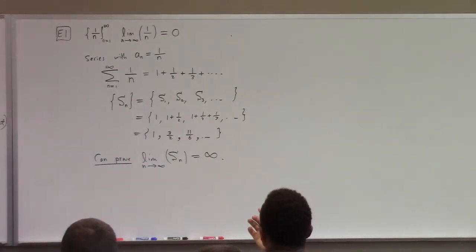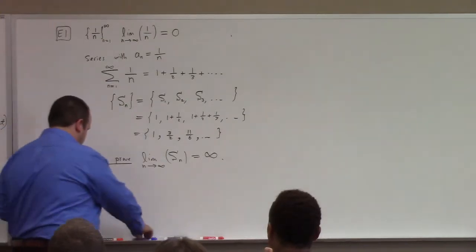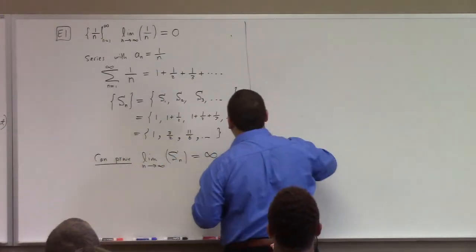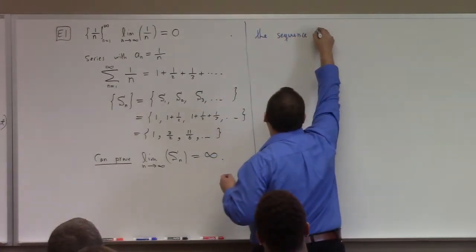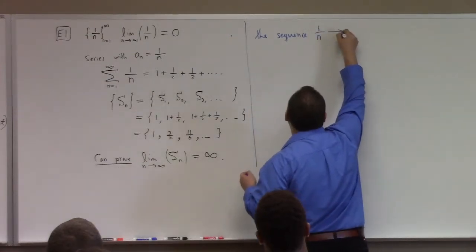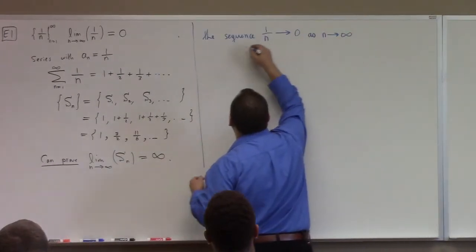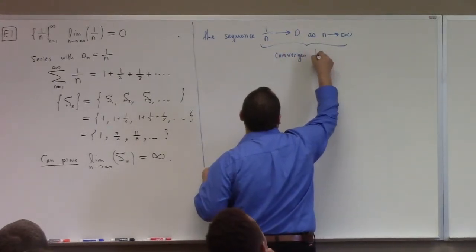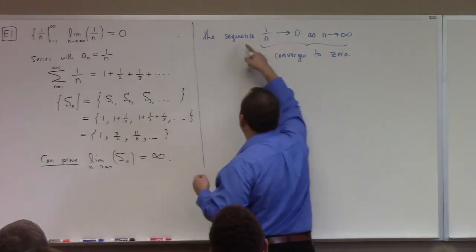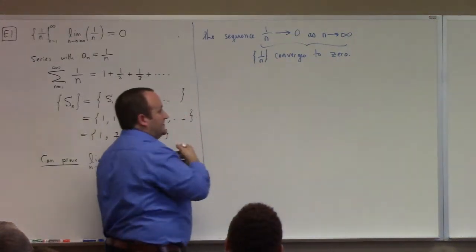So the top function that we say converges, and the bottom function, I mean the same function, but we must be precise. You say function. So the sequence 1 over n converges to 0 as n goes to infinity. This sequence converges to 0. But if it converges, how can it diverge? It's not the same thing.